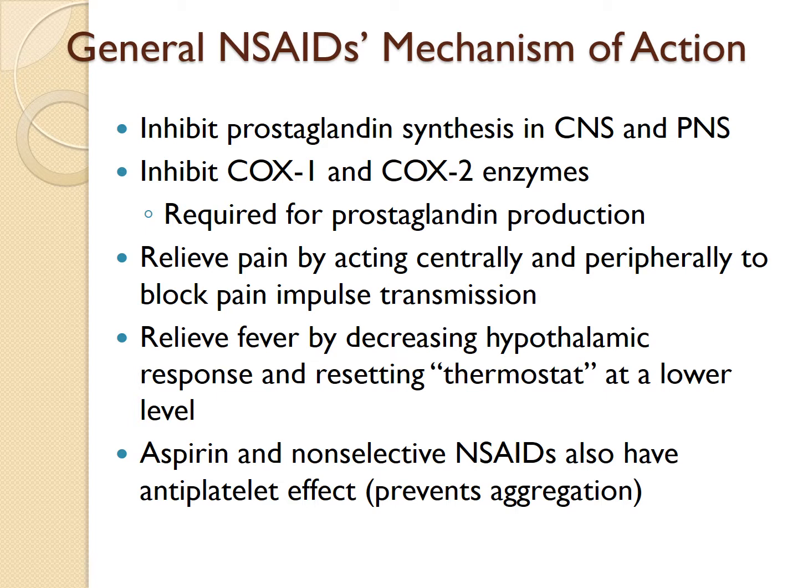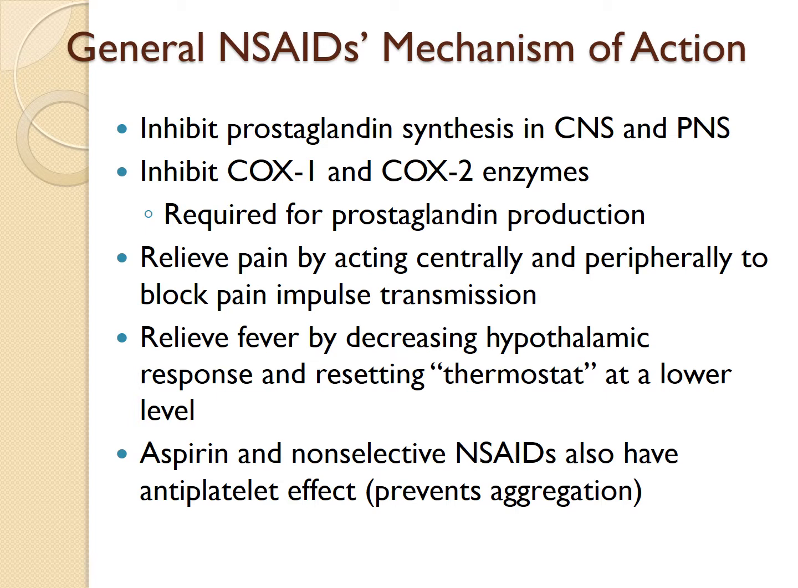So our general NSAID mechanisms of action: it inhibits prostaglandin synthesis in the central nervous system and peripheral nervous system. So it inhibits COX-1 and COX-2 enzymes, which is required for that prostaglandin production. It relieves the pain by acting centrally and peripherally to block pain impulse transmission. And it relieves the fever.